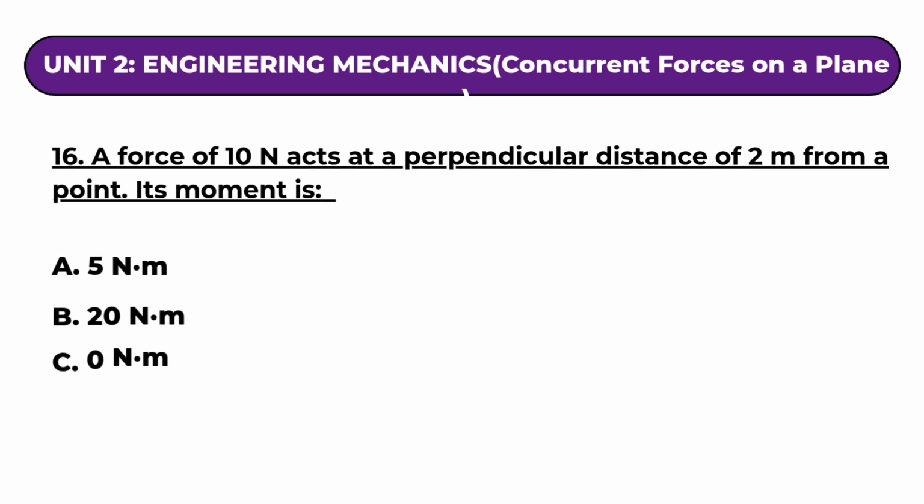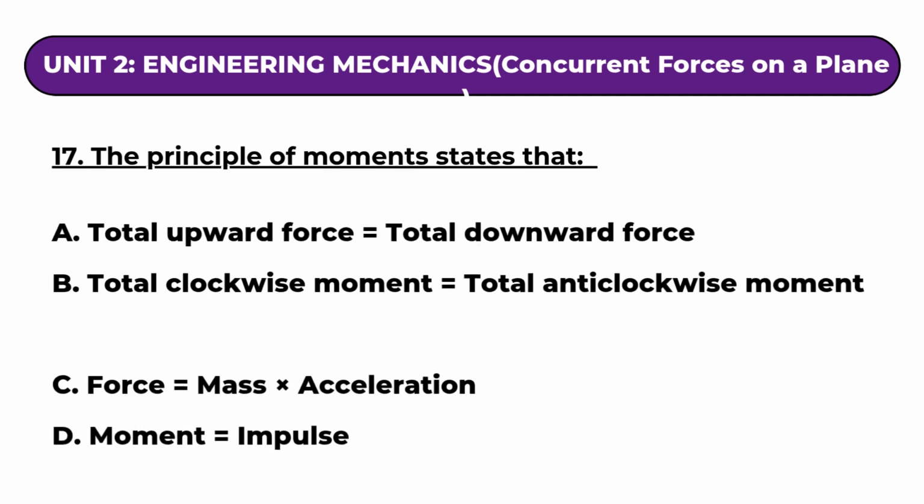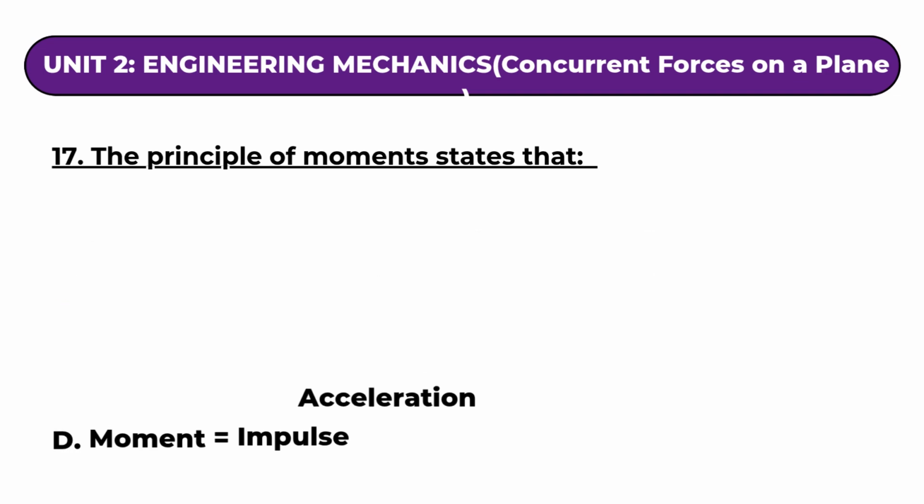A force of 10 newtons acts at a perpendicular distance of 2 meters from a point. Its moment is: A. 5 Newton meter, B. 20 Newton meter, C. 0 Newton meter, D. 2 Newton. Correct answer? B. 20 Newton meter. The principle of moment states that: A. Total upward force equals total downward force. B. Total clockwise moment equals total anticlockwise moment. C. Force equals mass times acceleration. D. Moment equals impulse. Correct answer? B. Total clockwise moment equals total anticlockwise moment.